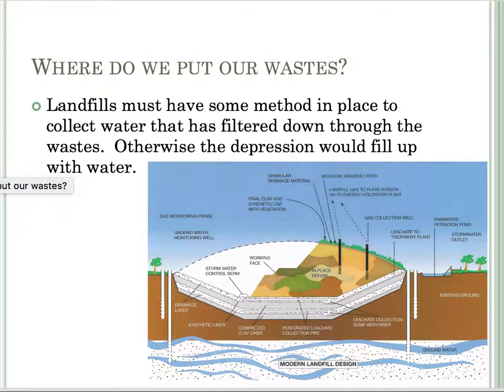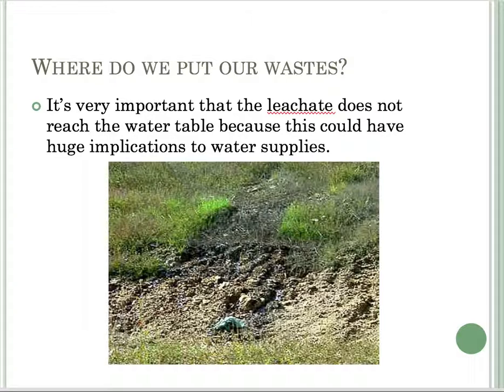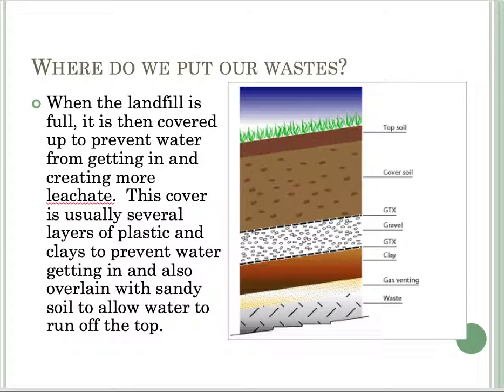Landfills have some method in place to collect the water that has filtered through the wastes. Otherwise, the depression itself would fill up with water. Just look at the picture. That liquid, as we've looked at, is called a leachate, and it's usually contaminated. Most landfills are designed to have a sloped base with the collection pipes attached to the lower end to collect the leachate, which can then be treated and disposed of appropriately. It's very important, as we said, that it doesn't reach the water table, because this could have a huge implication on water supplies.